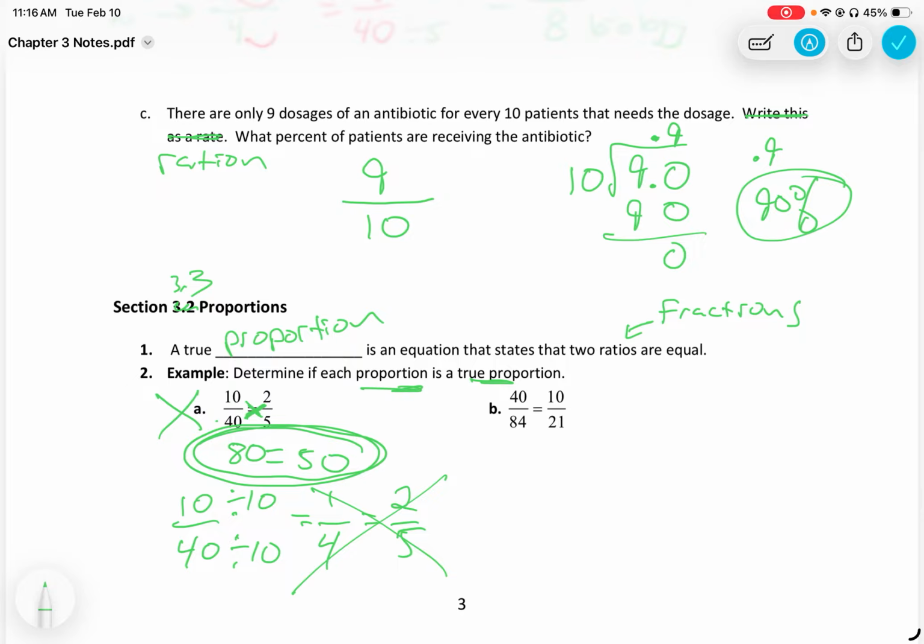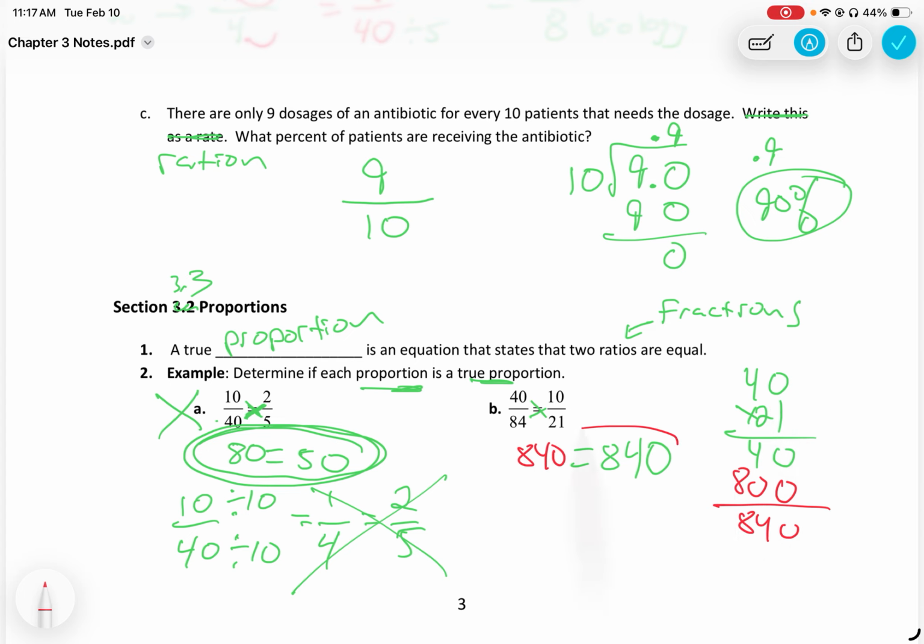So if we do that over here, I'm going to make my X so I know when I'm multiplying. 84 times 10 is 840. Anytime we multiply something by 10, we add a 0. And now 21 times 40. 1 times 0 is 0, times 4. I need to put in my placeholder now. 2 times 0 is 0, 2 times 4 is 8, and we end up getting 840. So since when I cross multiply, they're equal, this is a true proportion.